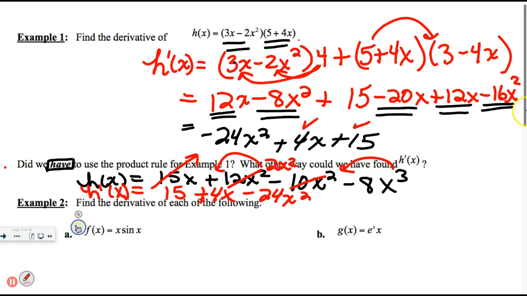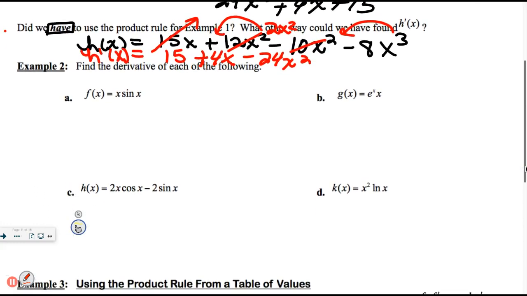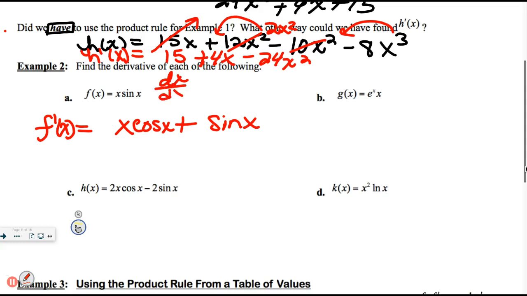They're kind of equal, but we have to use the product rule on example 2 for all of these because they're not polynomial functions. I can't write them as a single polynomial. So my derivative, which in this case I call f prime, is first d second plus second d first. The derivative of x with respect to x is 1, or it's the coefficient of the linear term. So it'd be x cosine x plus sine x. First d second plus second d first. It rolls off the tongue.